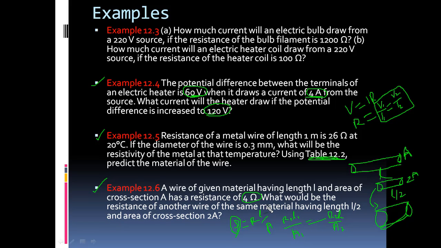then in case of resistance it will be 4, in case of length it will be L. So 4L divided by A is equal to R2, that you need to find out. In place of L here we will put L by 2, in place of A2 here we will put 2A. Now putting these respective values in this formula, you can find out the value of the resistance of the wire. Okay, so try to solve this on your own.